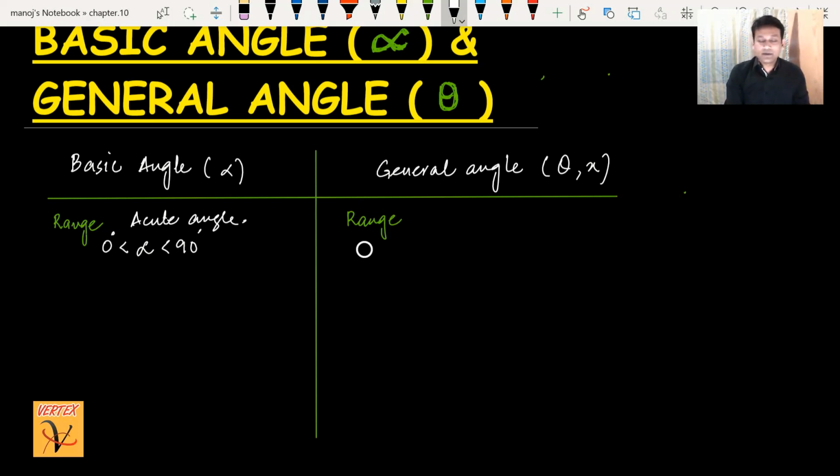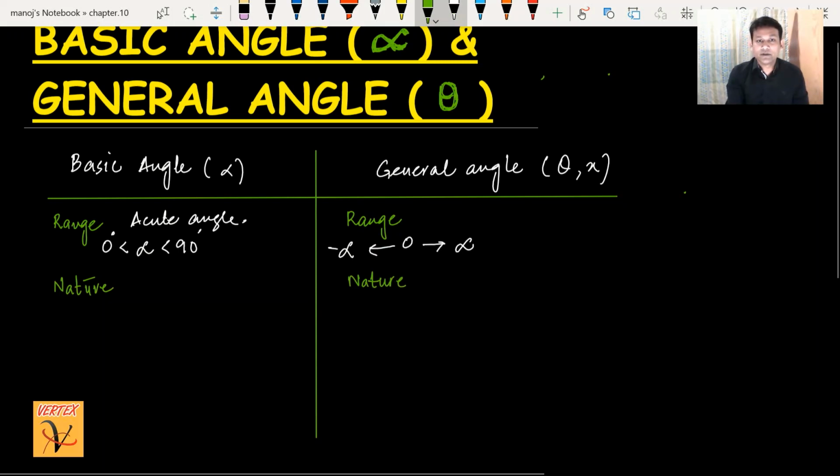Okay, second, the range here for the general angle is what? Unlimited. I mean, it can be negative, it can be positive, so I can even write 0 to infinity, or it can be also on the negative side. So it means there is no range. It can be negative, it can be positive. Second thing to understand, what is the nature? Nature means negative or positive. I have already discussed here the nature. Okay, the nature of the basic angle is always positive.